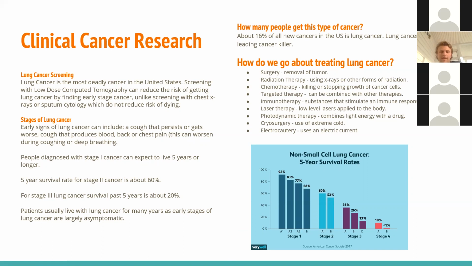There are some different ways that people go about treating lung cancer. Surgery, which is the removal of a tumor. Radiation therapy is using x-rays or other forms of radiation. Chemotherapy is killing or stopping growth of cancer cells with a drug. Targeted therapy can be combined with other therapies. Immunotherapy. There's laser therapy, photodynamic therapy, cryosurgery, and electrocautery.